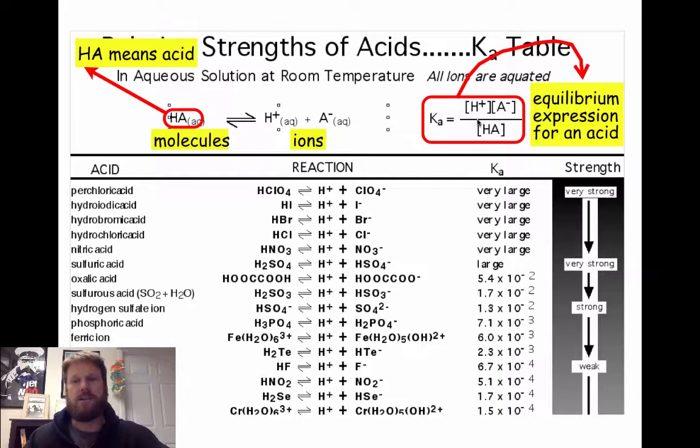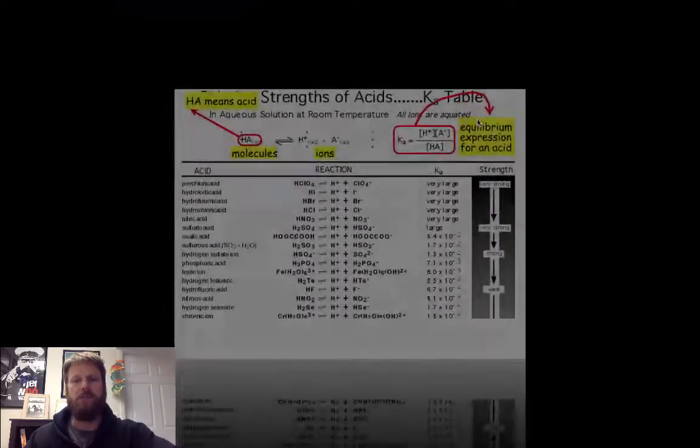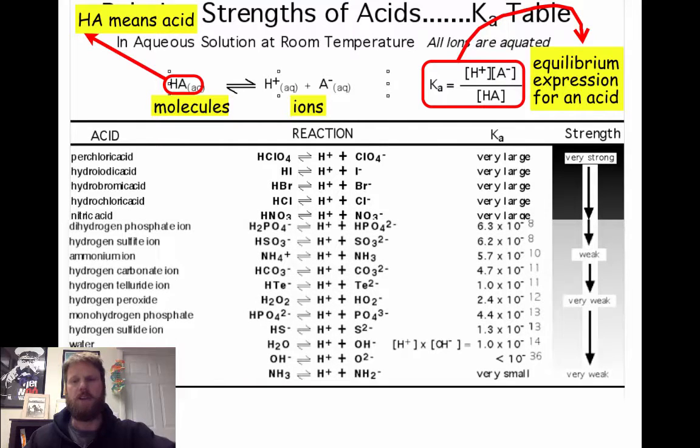So you can see on the table that we go from very large Ka values all the way down, 10 to the -2, -3, -4, and if you keep going down, you'd get all the way down to 10 to the -14, -36. When we get down to those small K values, we end up getting acids that don't dissolve very much. They don't split up into ions.